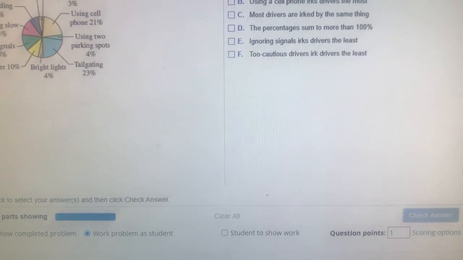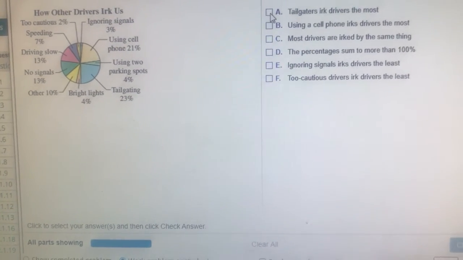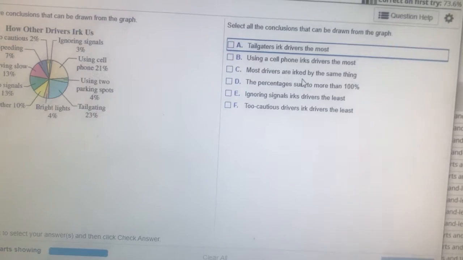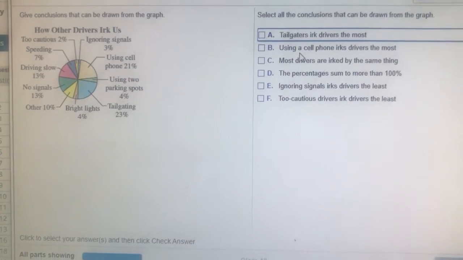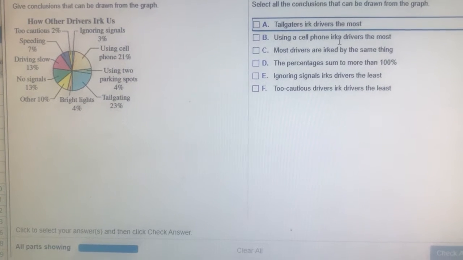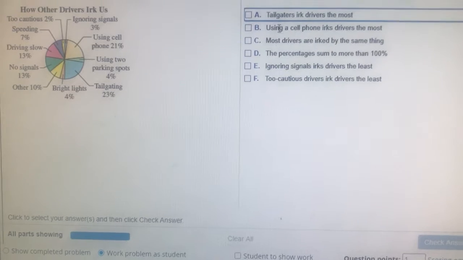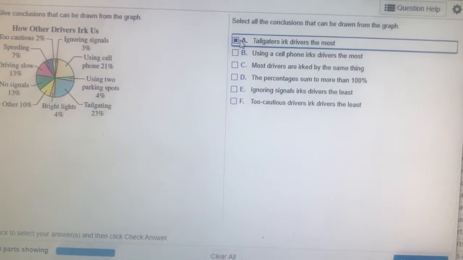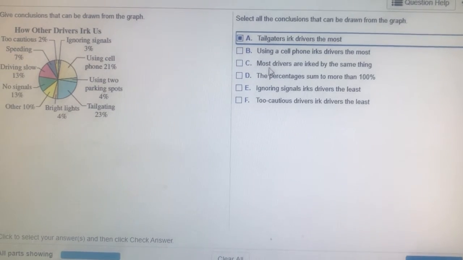And if you look at all the other percents, I think that is right. Tailgating irks us the most. I'm going to select it. It says select all the conclusions. So let's look at the next one here. Using a cell phone irks drivers the most. No, tailgaters does. Cell phone's 21, so I didn't click that. All right, so B's not right.